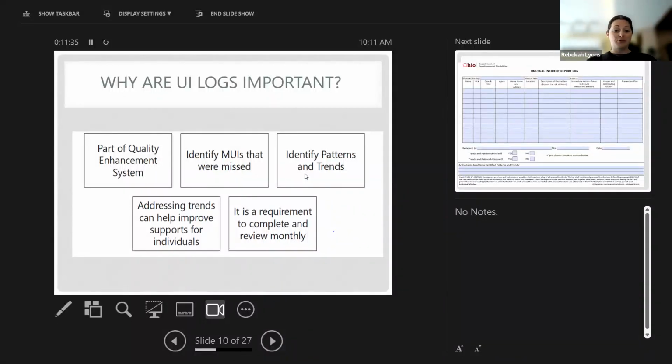Also, you want to identify trends and patterns and address those. And also, this is compliance. It's a rule requirement to do this every month. So that's why we're here. We don't want anyone to get citations on something that's fairly simple.